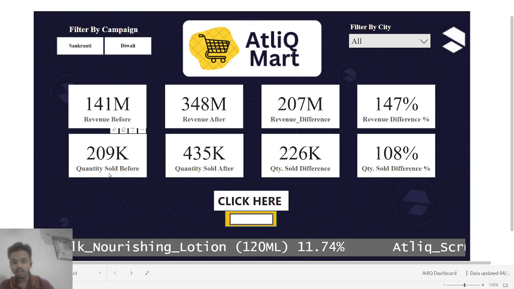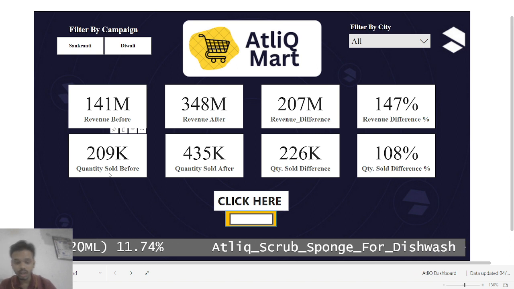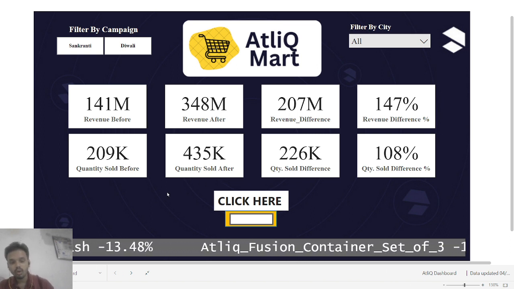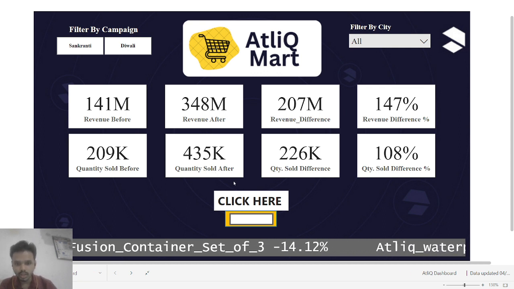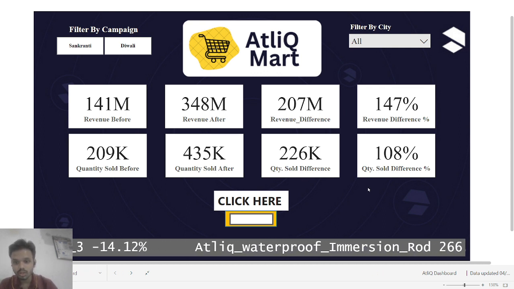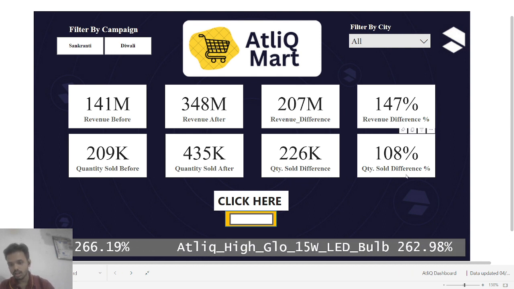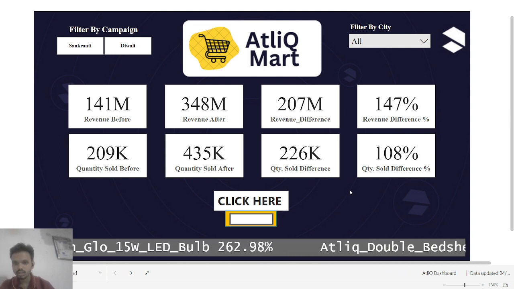Quantity sold before was 207k units. After the campaign, 4 lakh 35,000 units were sold. So there's a huge difference of 226k, that is almost 108 percentage.